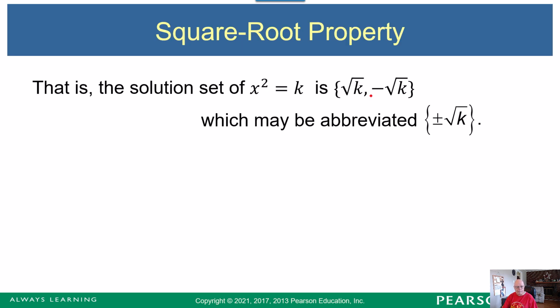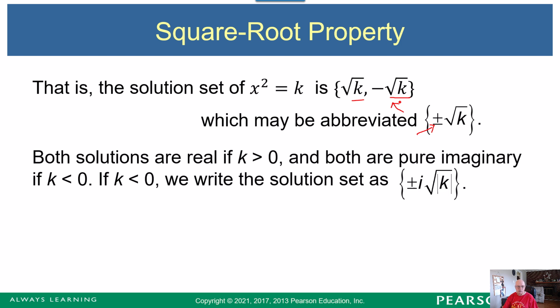And if k is positive, the solutions are real. But if k is negative, then we get complex ones. Real, if that number out here is positive. They're imaginary if k is negative. Make a special note to yourself. Write it the way you think about it. If k is 0, there's only one solution, 0.